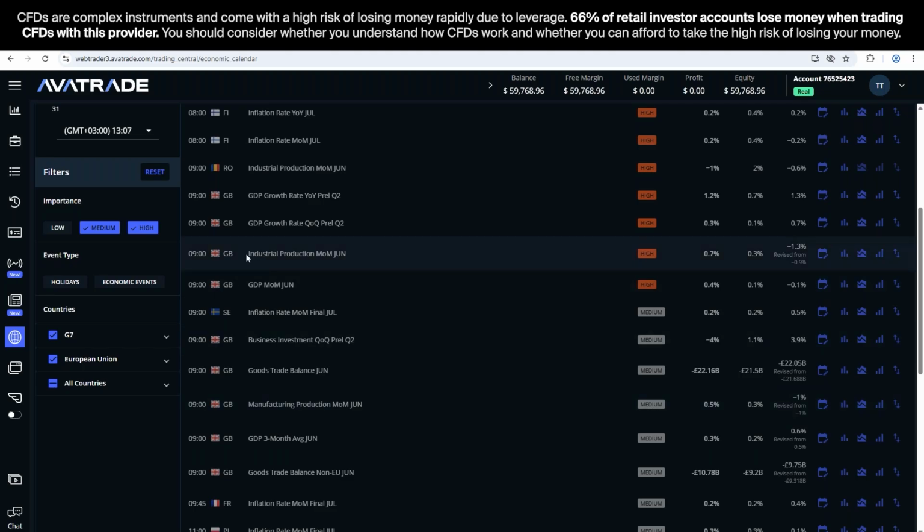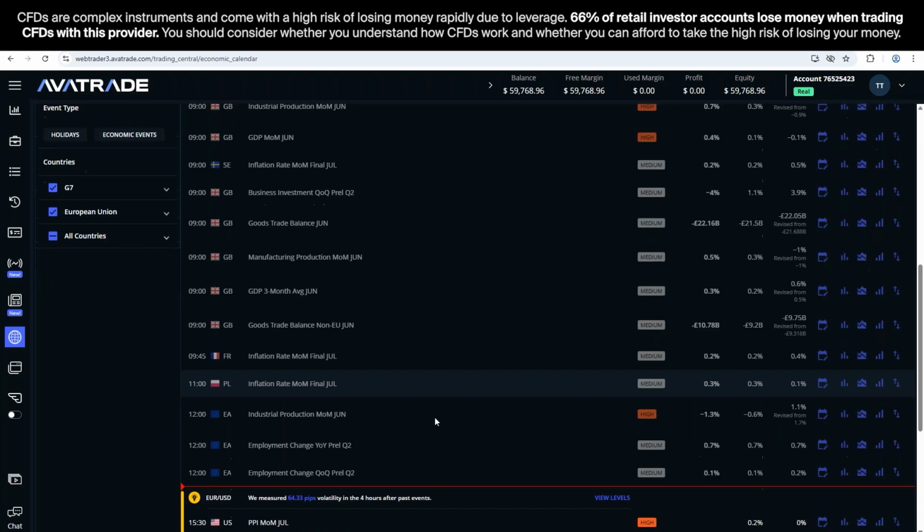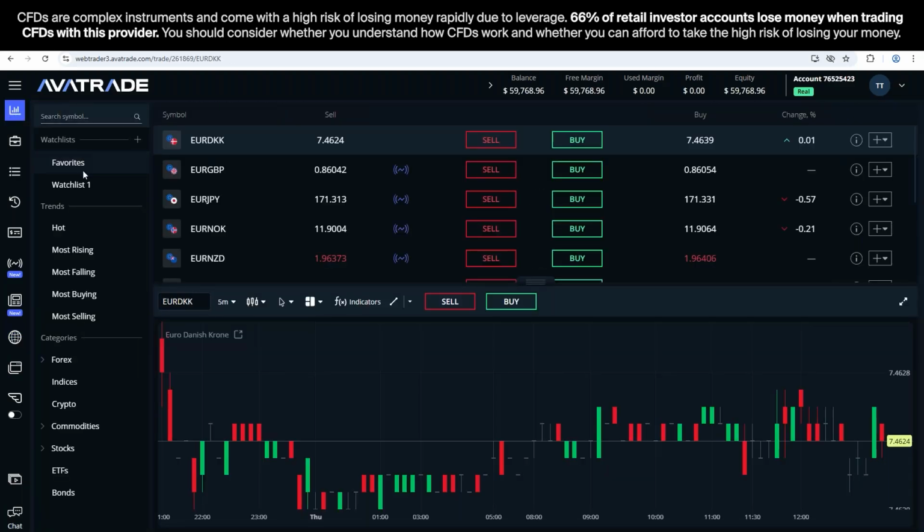And I think I skipped one here. Industrial production up here also came in better than expected. Rather than the big drop it had the prior month, and rather than just a 0.3 increase in industrial production, it actually increased month over month by 0.7. So we've got GDP better than expected, industrial production better than expected, manufacturing production better than expected, all out of Great Britain.